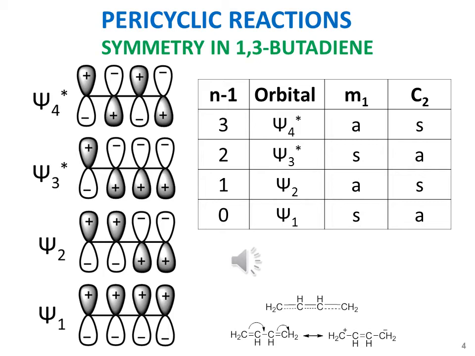HOMO means highest occupied molecular orbital, and LUMO means lowest unoccupied molecular orbital. In the case of 1,3 butadiene, how many electrons do we have? 4 electrons. According to the electron filling model, the first 2 electrons will occupy psi 1 and the second 2 will go into psi 2. So which one is the highest occupied molecular orbital? In neutral 1,3 butadiene it is psi 2, because 2 electrons are present in psi 2. So psi 2 is the HOMO of 1,3 butadiene.